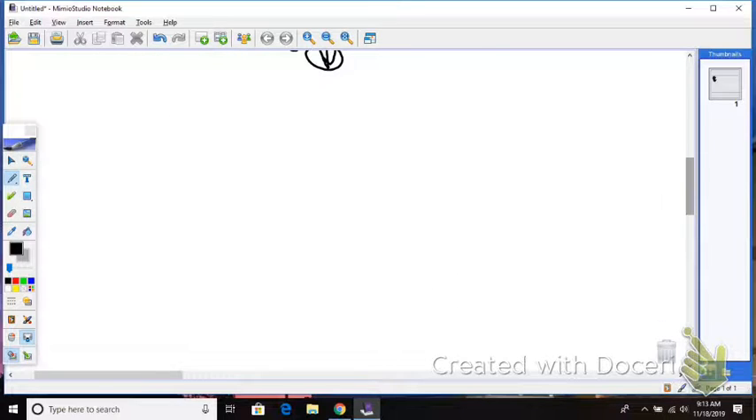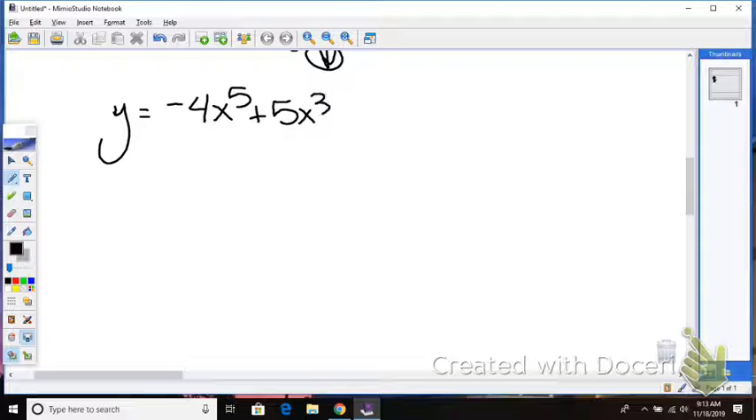So when we have a polynomial, like let's say y equals negative 4x to the 5th plus 5x to the 3rd minus 2x plus 1. You always want to write your polynomial in standard form, which means from the highest exponent down to the lowest exponent, which I did here. 5 is your highest exponent.